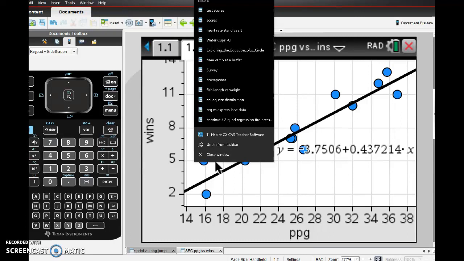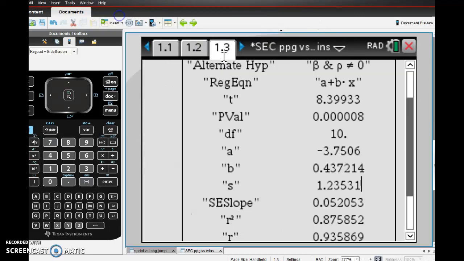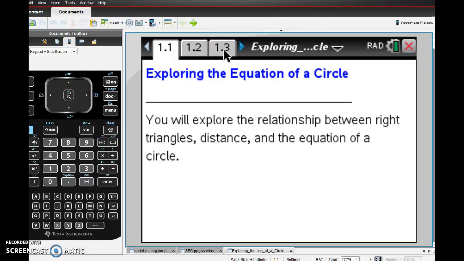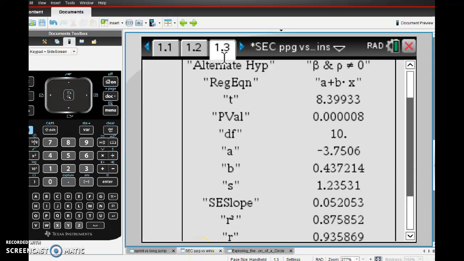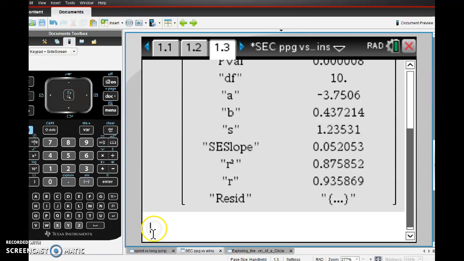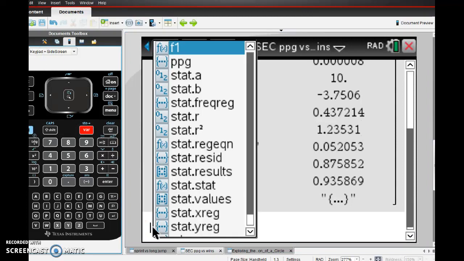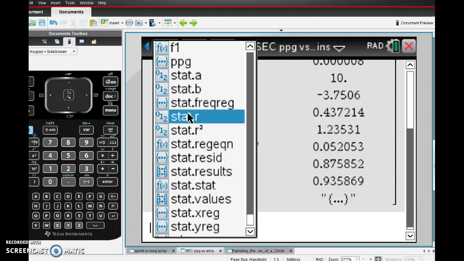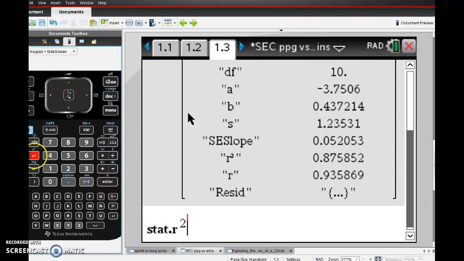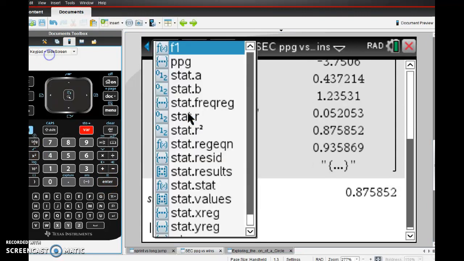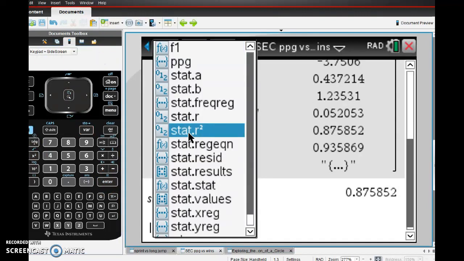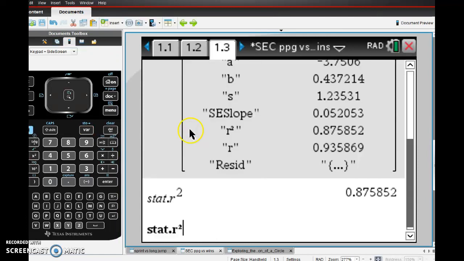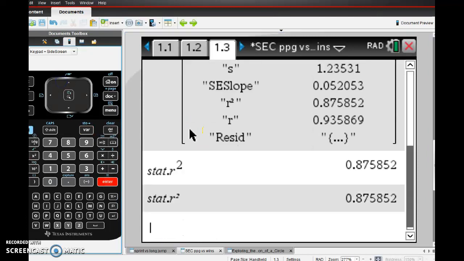Now, when I ran my linear model, I just opened up something by accident, sorry. When I ran my linear model, it calculated the R value, so I could take that R value and square it, or it actually stores the R squared value. That is the coefficient of determination. It's a popular measure, so they store it.